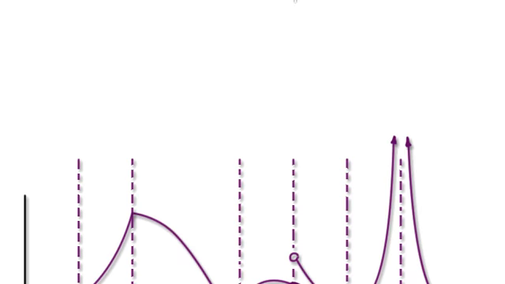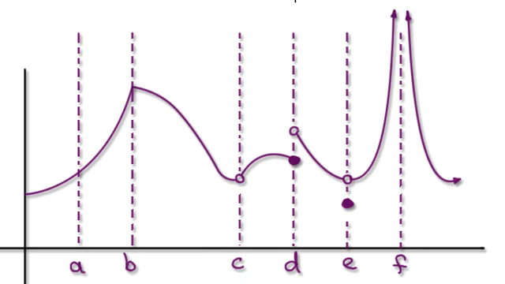Something for you to bear in mind. In order for you to differentiate at a point, you need that point to be continuous. And what I mean by that is, let's say you've got a graph here. This is your graph f of x. If you want to differentiate, let's say at E here, you need this point to be continuous. And what I mean by continuous is that you can draw across that point without lifting your pen off the paper.